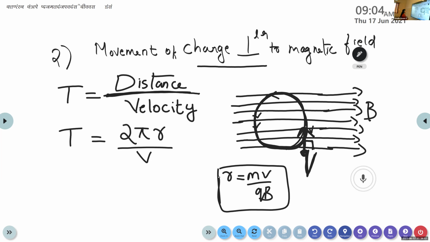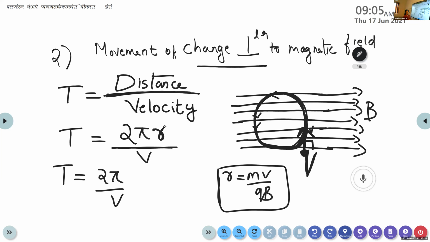So the time required for the charged particle to complete one circular motion is given by T is equal to 2 pi r divided by v. Here this 2 pi r is nothing but the circumference of the circle, because our charged particle moves in a circular path. Now again this T is equal to 2 pi by v into, what is the value of r? The radius of the circular path that we already derived.